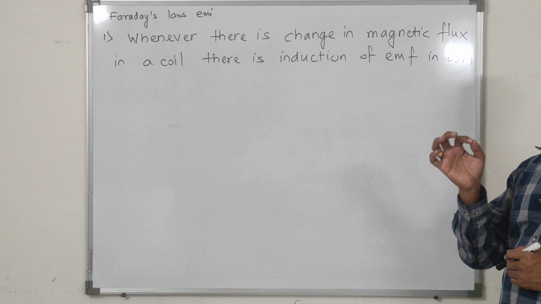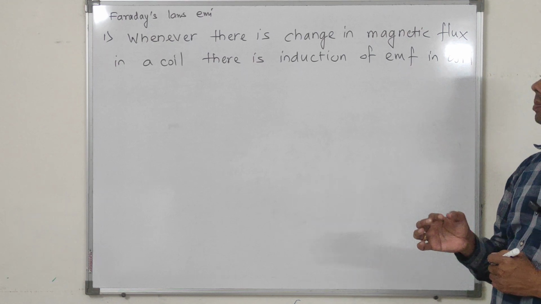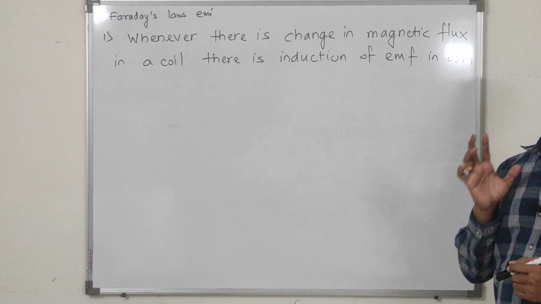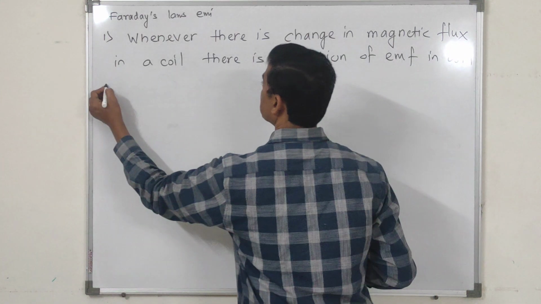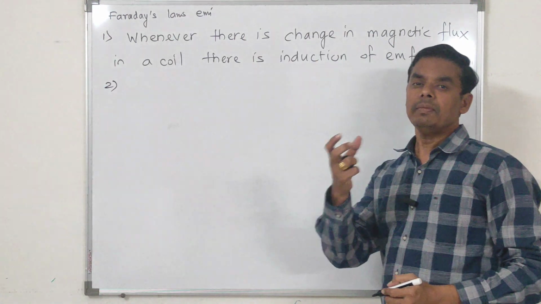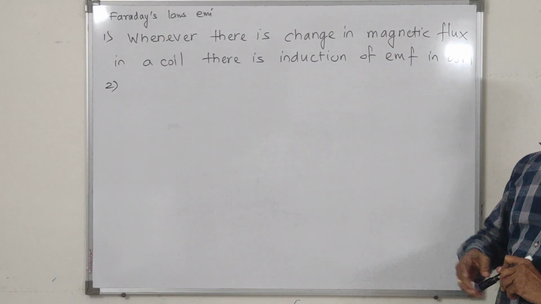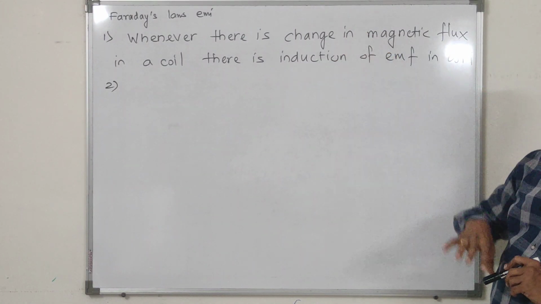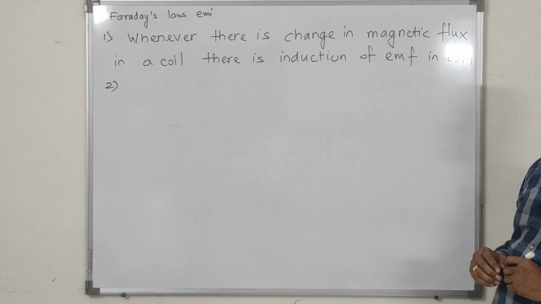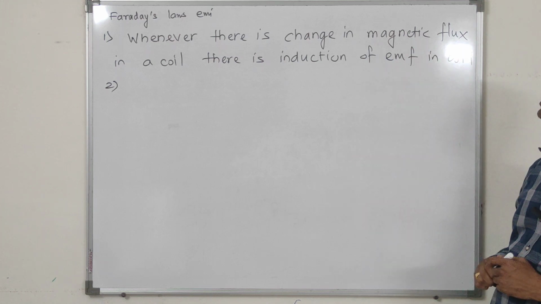So Faraday's first law gives the cause behind induction of EMF in a coil. This is the significance of the first law. And the second law gives how much EMF is induced in the coil. Faraday's first law gives the cause of induction of EMF in a coil. What is the cause? That is change in magnetic flux associated with the coil.